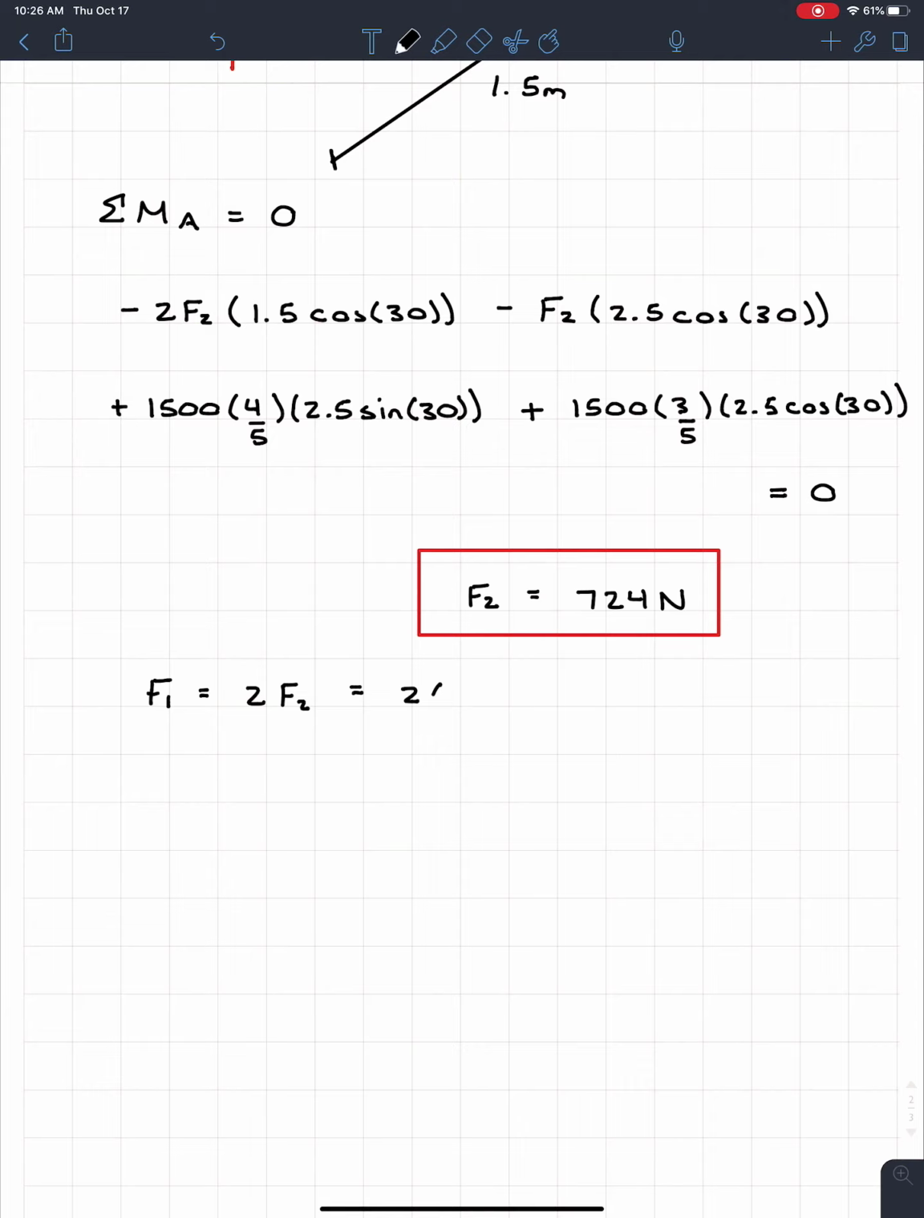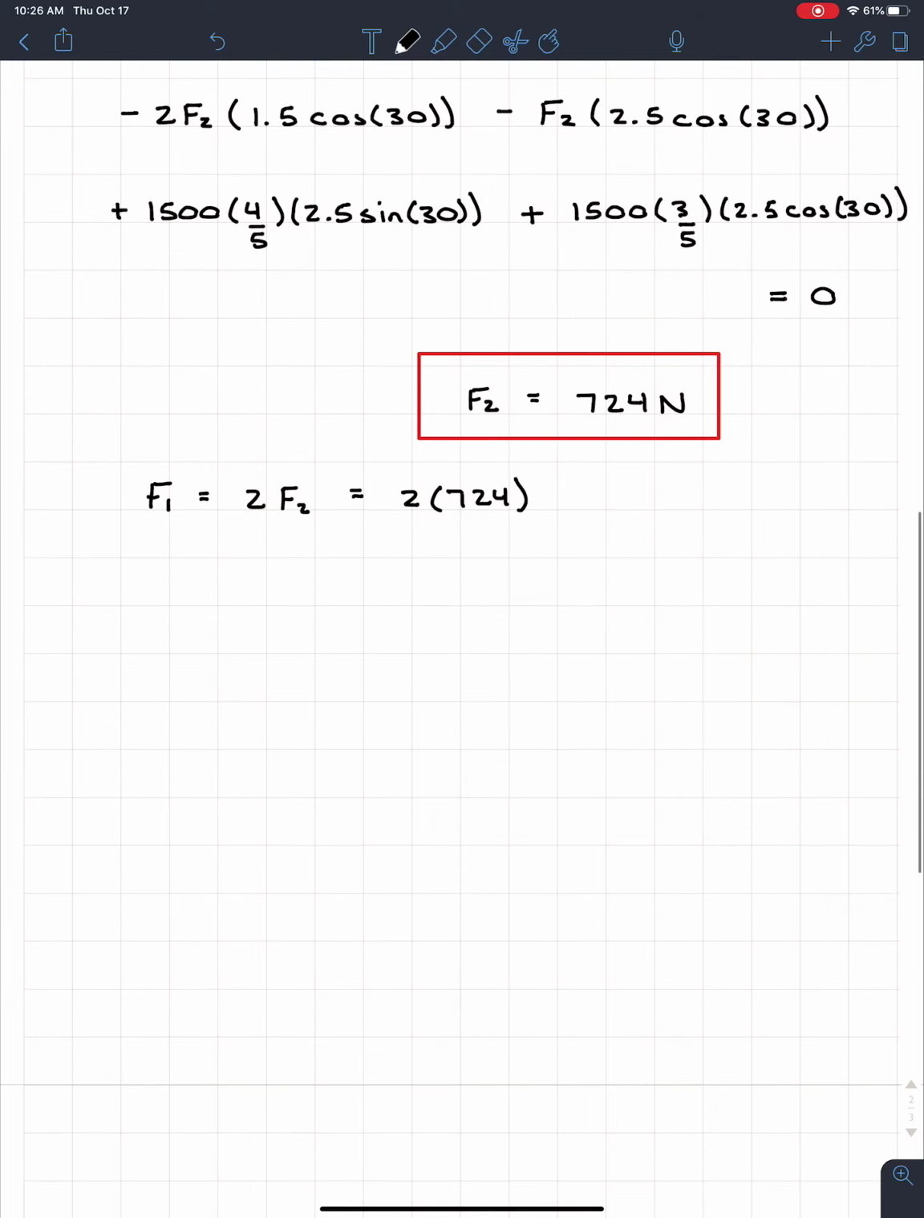So we're just going to go 2 times 724, therefore F2 is going to be equal to 1448 newtons. So I can box that in. The first part of the question is done.